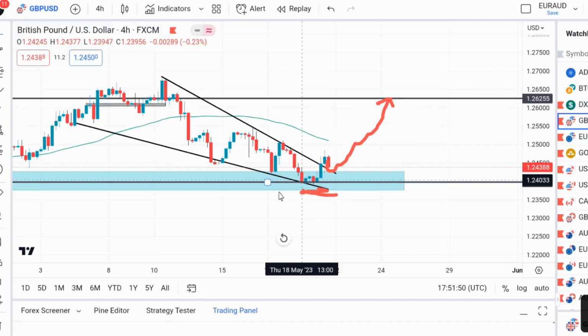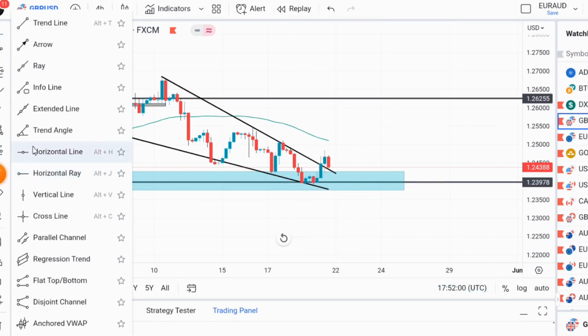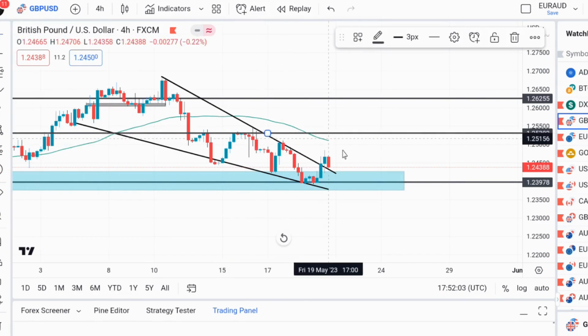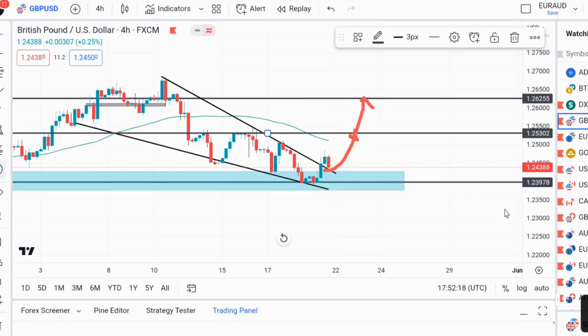So the safe zone is below this area. This is where our stop loss should be, and take profit at 1.26. Or actually, if you don't want to go for so much, you can take your profit at this one. This is safest. Take profit at 1.25302. That is almost like 100 pips right there, and this one is almost like 200 pips. So that is that about GBP USD.